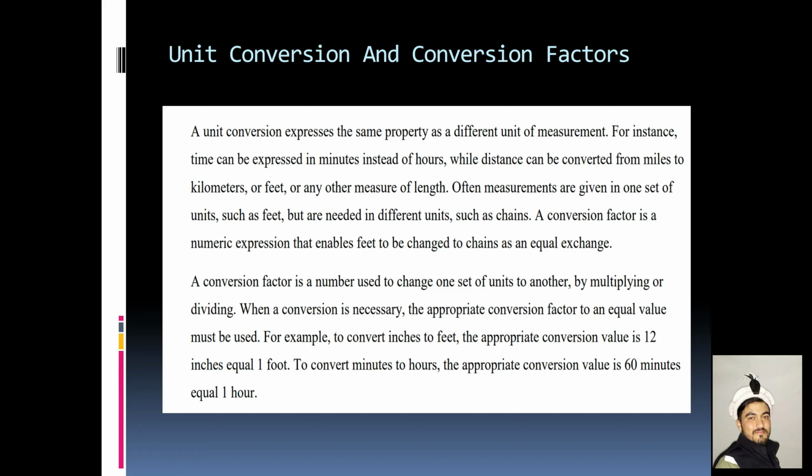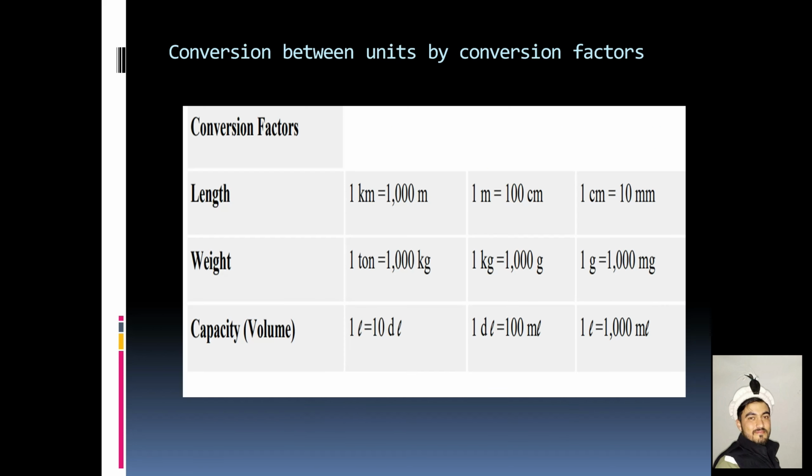Now this is just the introduction of unit conversion and conversion factors. And let's move toward this slide. Conversion between units by conversion factors. Now look here, length we have, weight we have, capacity. 1 kilometer is 1000 meter, 1 ton is 1000 kg, and 1 meter is 100 centimeter, 1 centimeter is equal to 10 millimeter, 1 kg is 1000 gram, 1 gram is 1000 milligram. So do this for yourself, this one for the capacity or for the volume.